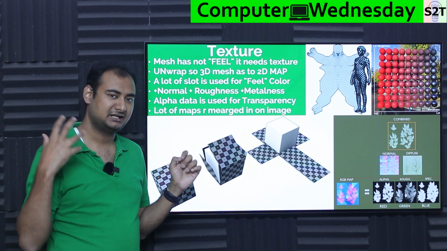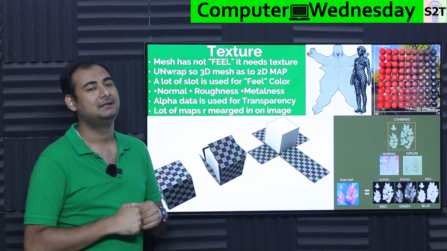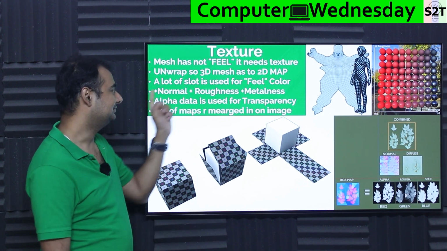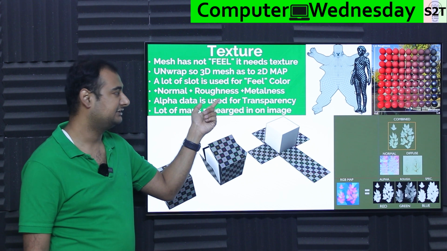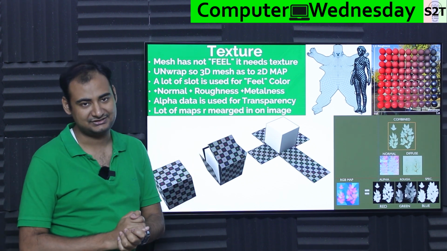Normal is generally where you make a high poly mesh, and then you bake its normal, so it gives the feel. It's not high poly, but it will give the feel of high poly. So you start with color, normal, and then you have roughness, you have metalness. There are 10,000 more, but generally these are the four things you will have.